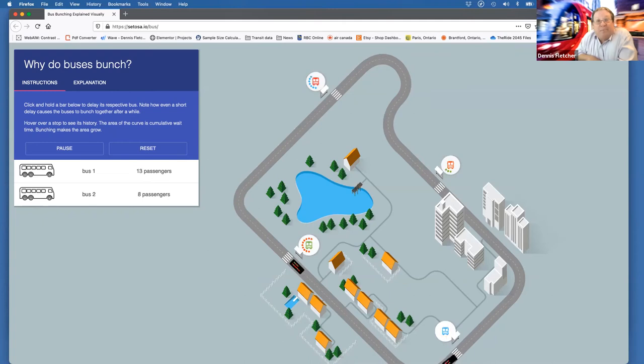Drivers will often try to minimize their delay as the following bus catches up by skipping stops, or where passengers must stop to get off, by asking waiting passengers not to board, but to board the bus coming right behind. Sometimes this works, and I'm sure you've seen it happen, but it always results in unhappy customers, at least temporarily.